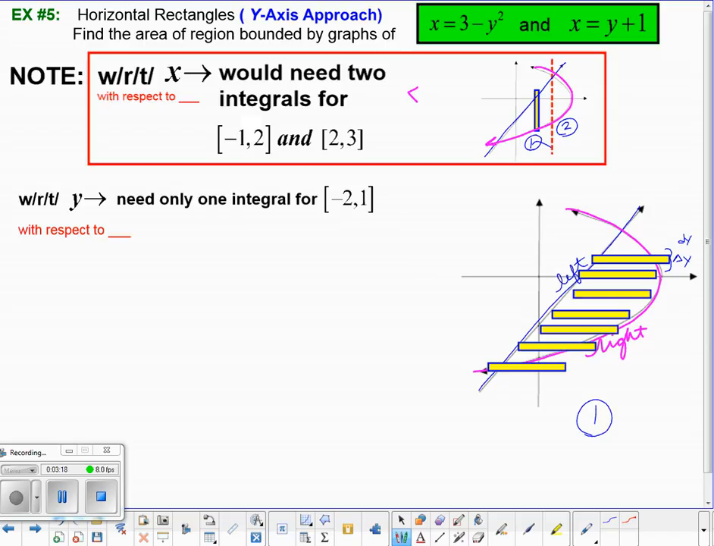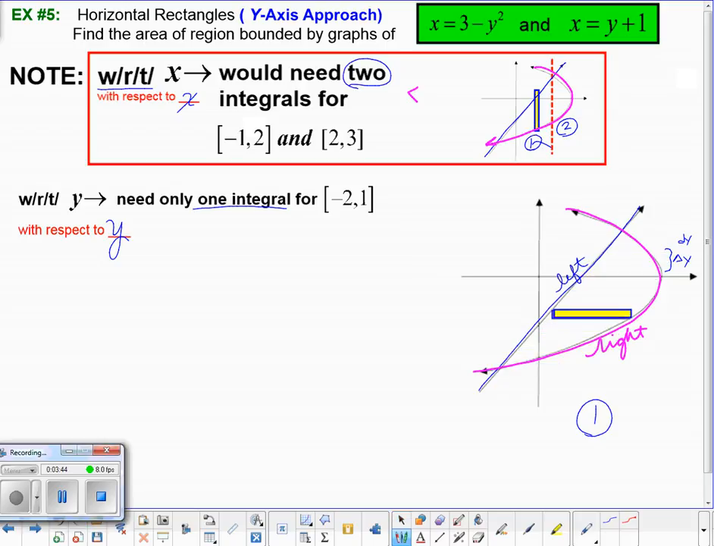So going back over to our notes here, this WRT stands for with respect to x. If I were to work this problem with respect to x, I would need two integrals. If I work this with respect to y, I'll need only one integral on this region from -2 to 1. Now, what will that look like?